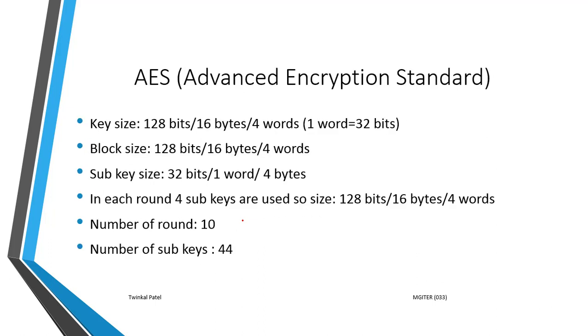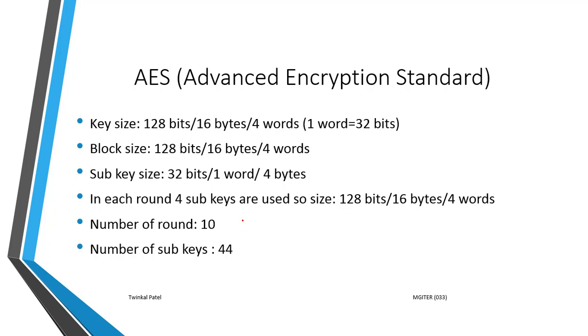So first of all, we will see the general structure of the AES. The key size in AES is 128 bit or 16 byte or 4 words. Here consider one word equal to 32 bits. So here key size is 4 words or 128 bit. Next, the block size is 128 bit, 16 byte or 4 words. The subkey size is 32 bit, 1 word or 4 bytes, but in each round 4 subkeys are used.